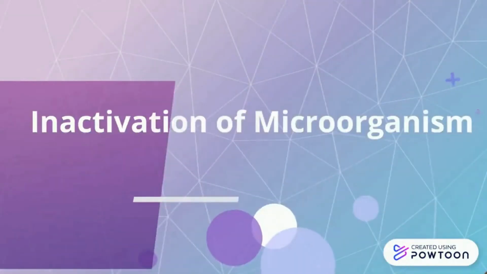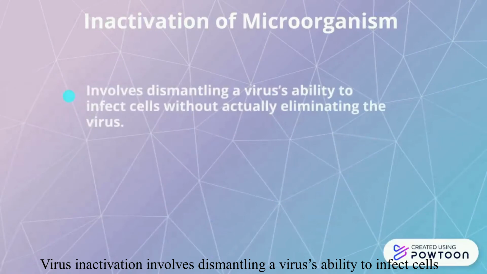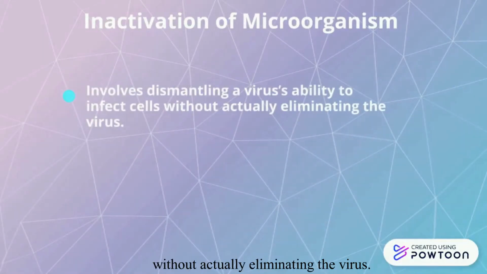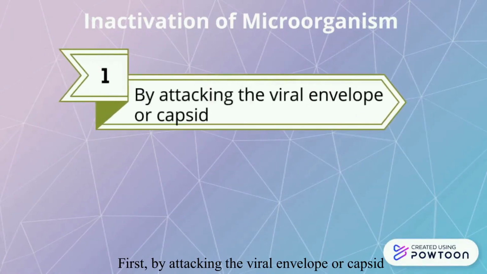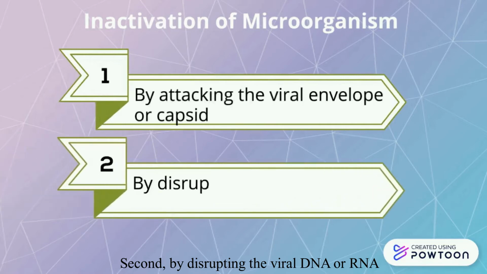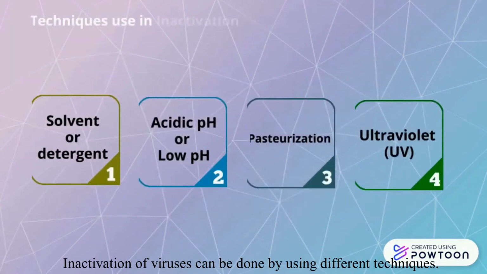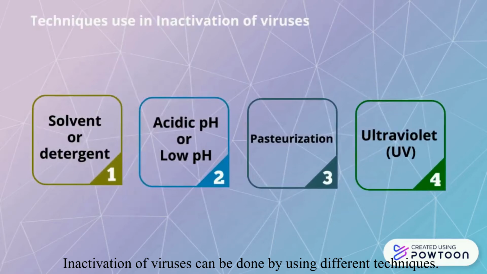Inactivation of microorganisms. Virus inactivation involves dismantling a virus' ability to infect cells without actually eliminating the virus. There are 2 ways to inactivate the viruses. First, by attacking the viral envelope or capsid. Second, by interrupting the viral DNA or RNA. Inactivation of virus can be done by using different techniques.